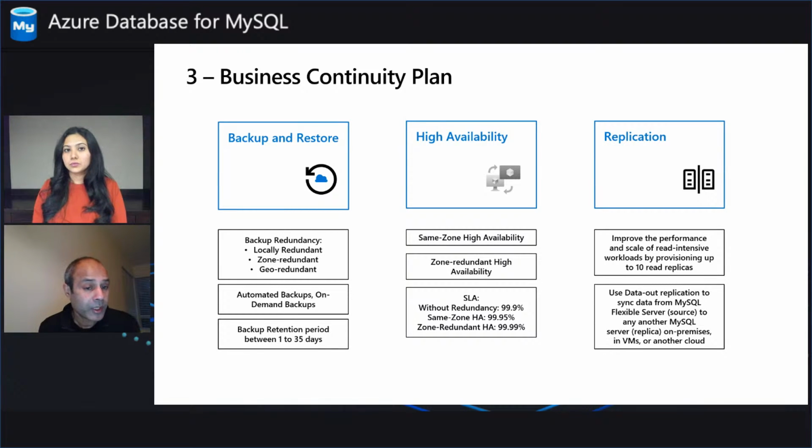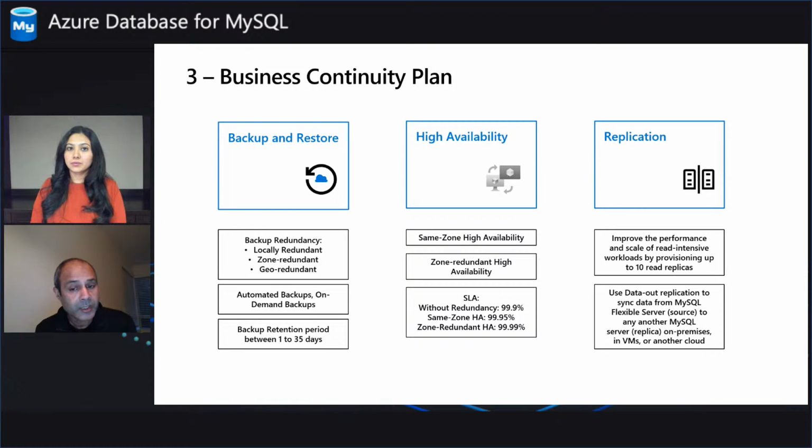In addition to that, we also announced auto on-demand backups, which you can use in case you need to do any patching or upgrade. You can use these backups to roll back for any region. And on the high availability side, we have same zone high availability as well as zone redundant high availability. Same zone HA you can enable anytime, but zone redundant high availability you have to configure at the time of provisioning. But in both cases, you can enable or disable HA anytime.